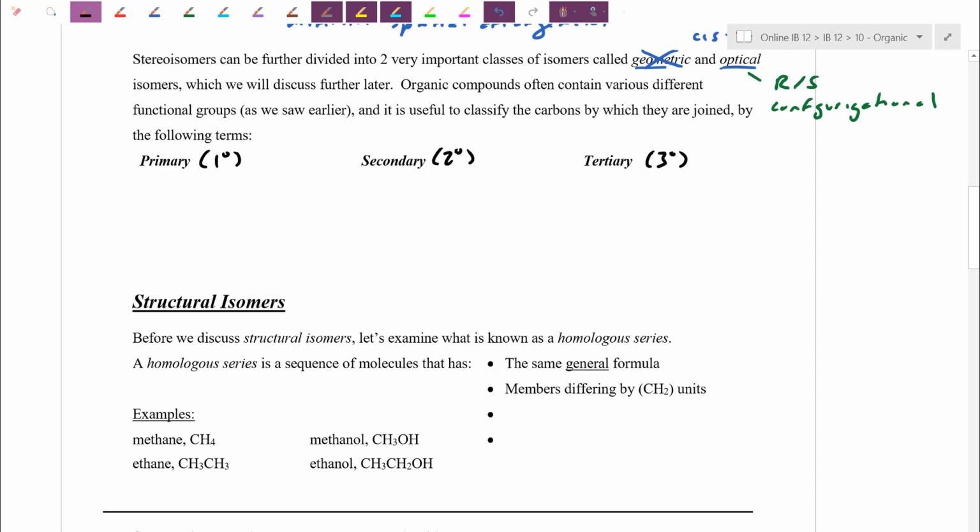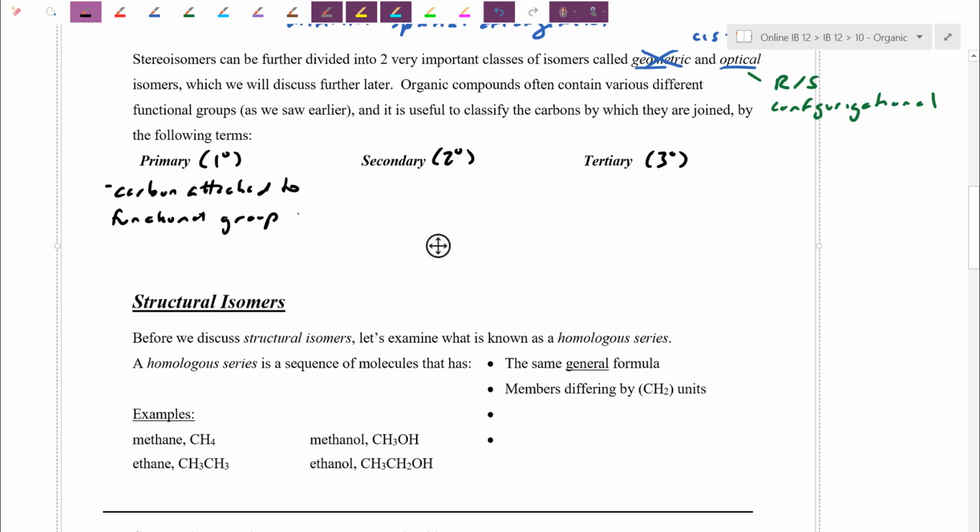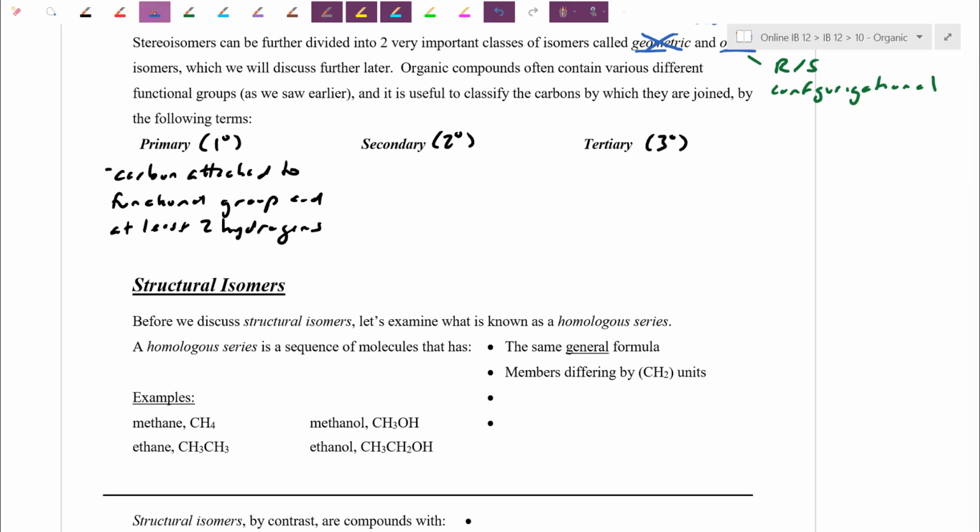And I'm going to use this definition here. A primary carbon is going to be the carbon attached to the functional group. And because it's primary, it has the functional group and at least 2 hydrogens. Usually exactly 2 hydrogens. Okay, so let's take a look at a molecule here.